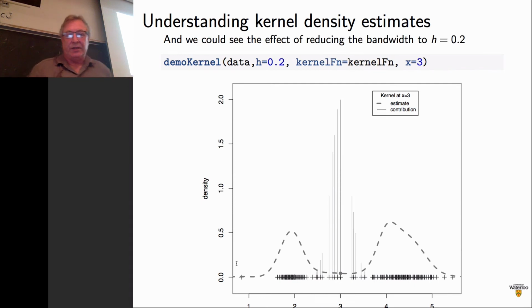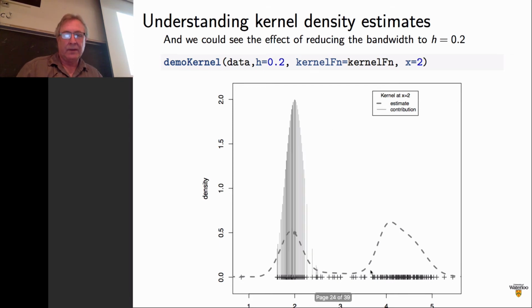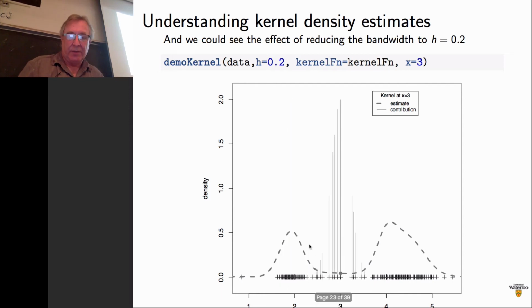So we can see the effect of reducing the bandwidth. This is at 3 here, where as it gets smaller, it's going to pile up, so that it's piling up exactly around the points. We get lots of points contributing here because it's very dense, but it's just those points that are nearby. Back here, with the same thing, not very many points are contributing, and you get a very low density.